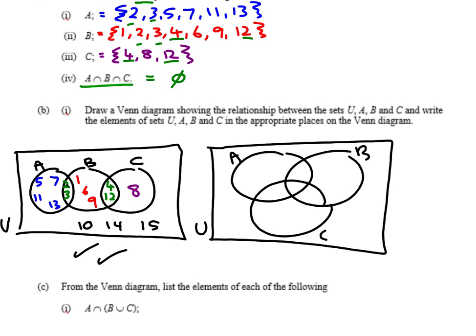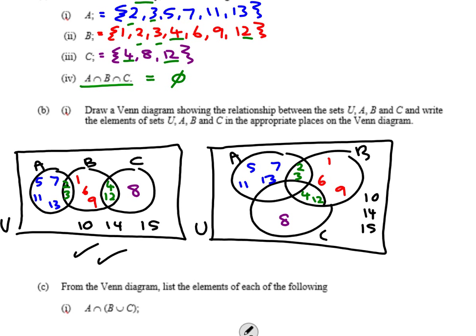And then, of course, the intersect is just empty, so you don't put anything in there. You can put in the overlap of A and B, though. Overlap of A and B is 2 and 3, and the overlap of B and C is 4 and 12. And then you can fill in the other sets. So A, again, we've got 5, 7, 11, 13. B, we've got 1, 6, and 9. And C, we have 8. And don't forget the numbers on the outside still, 10, 14, and 15.